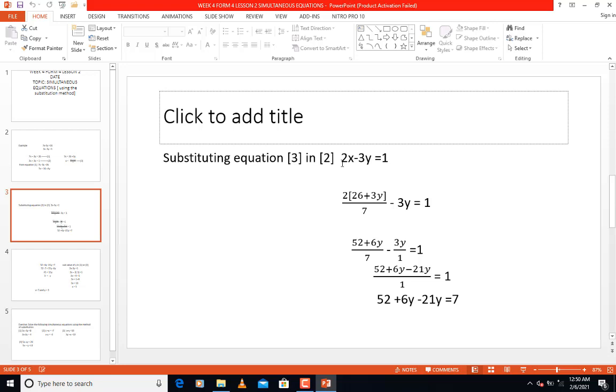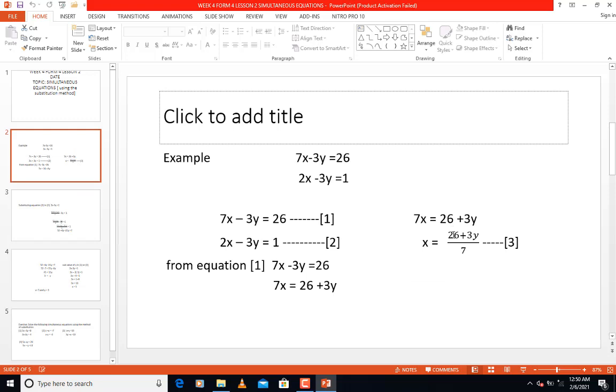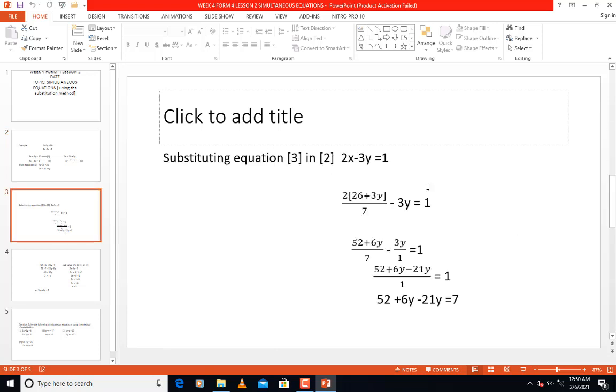Now, here it's 2 times (26 plus 3y) over 7. I have just removed the x and put the value of x, which I obtained here. So the value of x here is (26 plus 3y) over 7. That is the value which I have substituted where there is x. So you can see, I introduced the brackets.